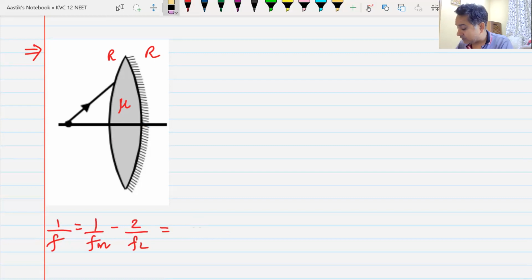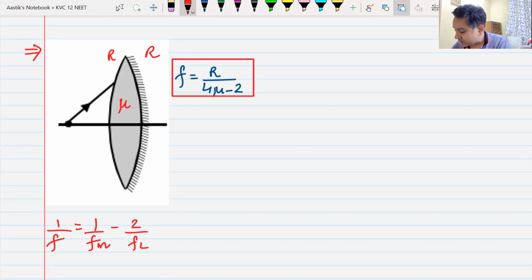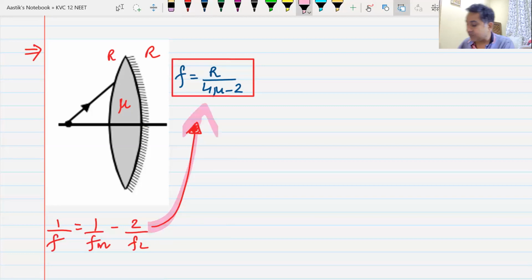You can calculate and you will get the focal length of this combination as R upon 4 times mu minus 2. How does this come? It does not come from some magical trick. It just comes from this formula. When you put the values, you will get this answer. Do we understand this? Just put these values and you will get the answer. Don't worry. Nothing magical here. Just note this down. I'll give you 2 minutes to do it.